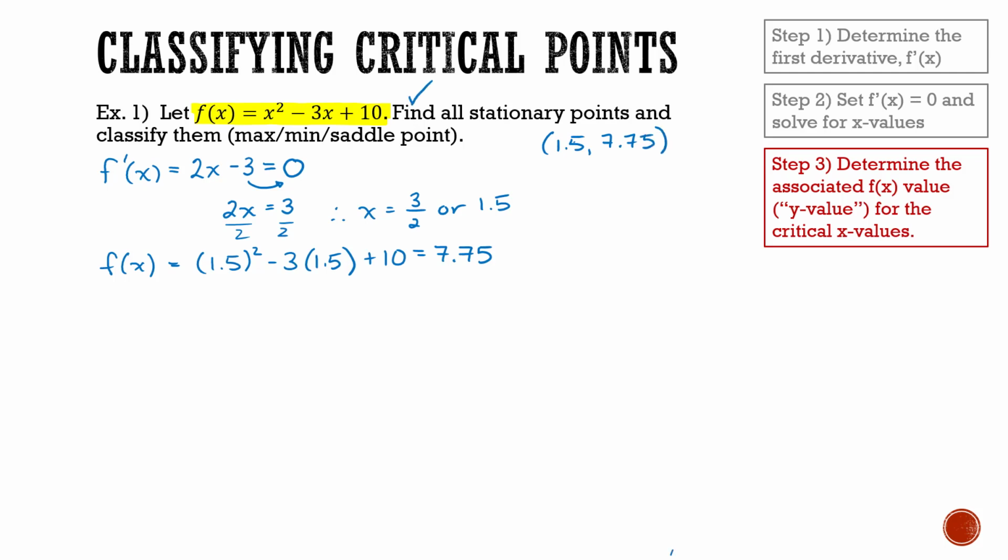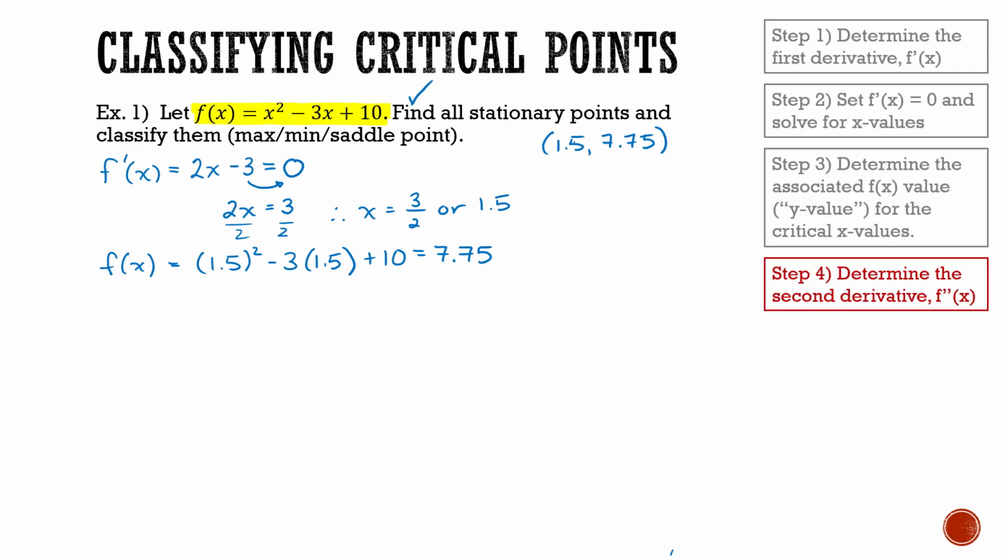I have found it. Next thing I need to do is to classify it. Is it a max, a min, or a saddle point? So the next thing I'm going to do is I'm going to determine the second derivative. This is where the classification process starts. So f double prime of x is equal to what? Now that's going to be the derivative of this function up here, our first derivative. So the derivative of 2x is 2. And the derivative of minus 3 is 0. So our second derivative is positive 2. So now I have determined the second derivative.